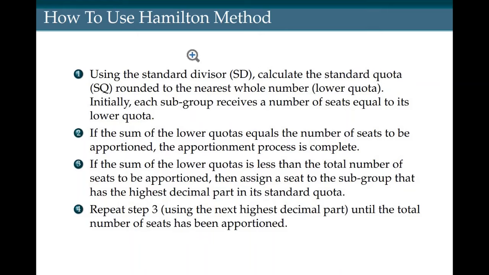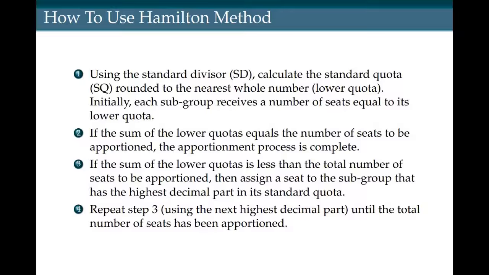Initially, each subgroup receives a number of seats equal to its lower quota. If the sum of the lower quotas equals the number of seats to be apportioned, the apportionment process is complete. But if the sum of the lower quotas is less than the total number of seats to be apportioned, then assign a seat to the subgroup that has the highest decimal part in its standard quota. We will just repeat step number 3 until the total number of seats has been apportioned.